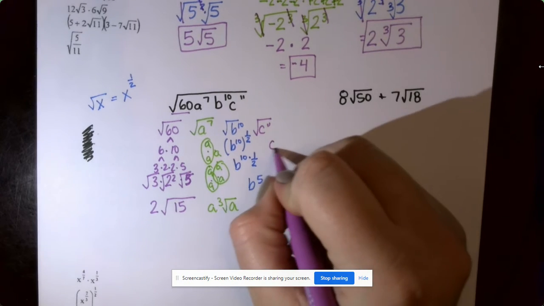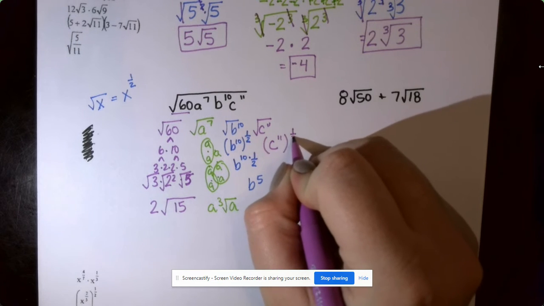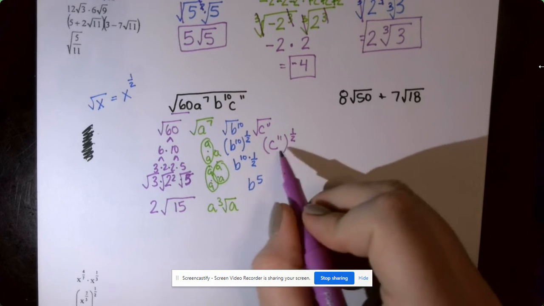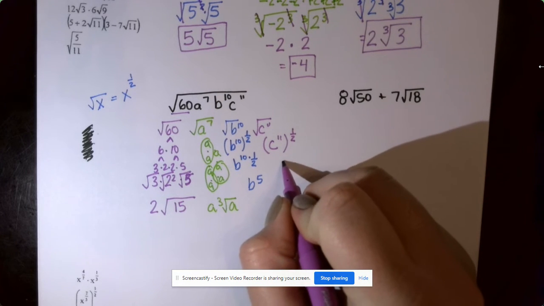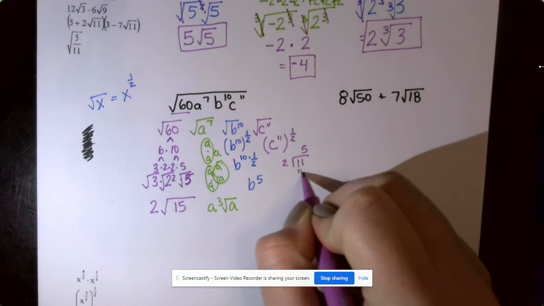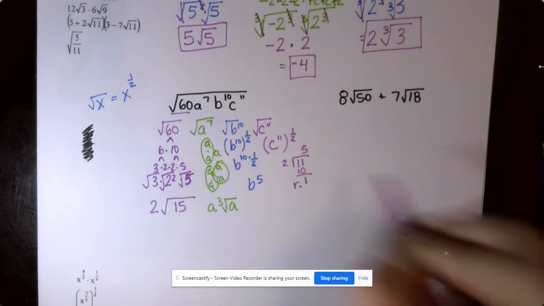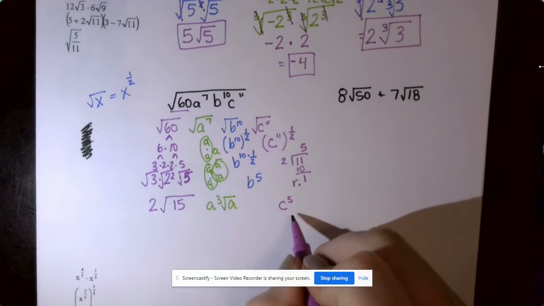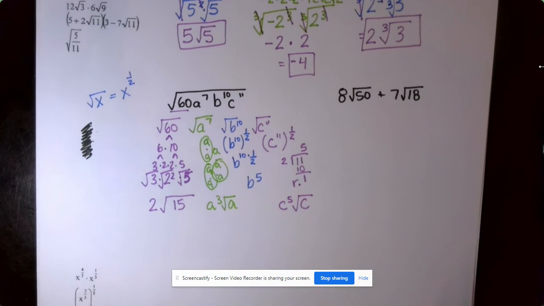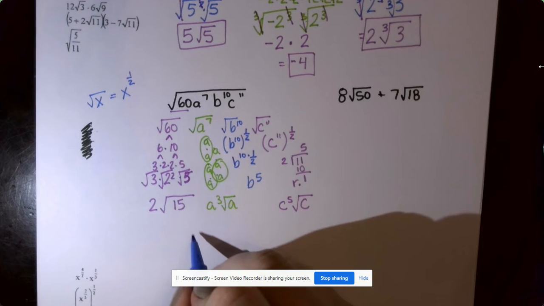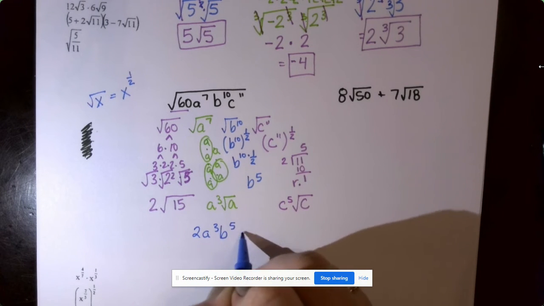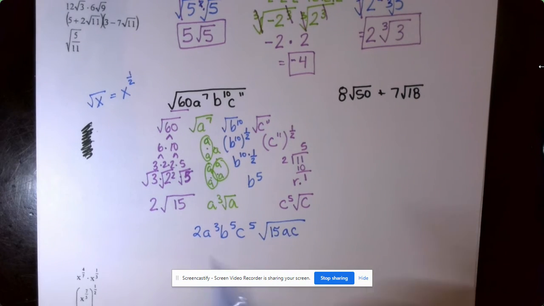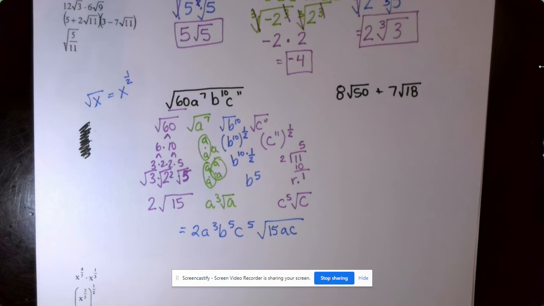Or let's take this one, for instance, you've got c to the 11th power. If we go ahead and do the exponent rule here, 11 does not divide by 2 evenly, which means we're going to be left with something under a radical. So you can ask yourself, okay, how many times does 2 go into 11? Well, 5 times, but you have a remainder of 1. So your outside exponent, the c's that make it out of the radical, are 5, and then the remainder of 1. So then putting it all together, you've got a 2, an a cubed, a b to the 5th, and a c to the 5th outside of your radical, and under your radical you have a 15, an a, and a c. And so that would be simplifying that radical.